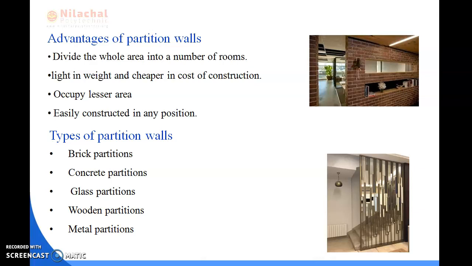Next we will be reading about the types of partition walls. There are 5 types of partition walls. First is brick partition walls, then concrete partition walls, glass partition walls, wooden partition walls, and the last one is metal partition walls. Here you can see a metal partition. It is one type of material. The partition walls have been used; this is known as a metal partition, and this is known as a brick partition. These were images. Now we will be reading one by one.